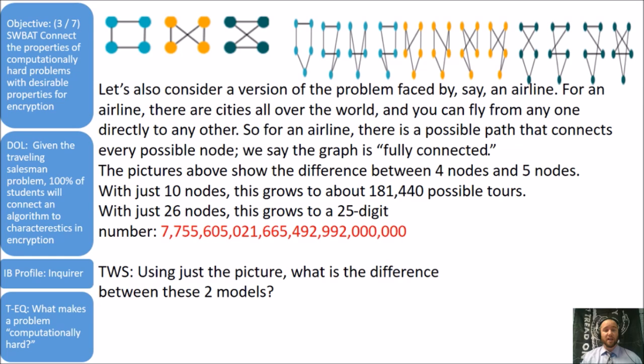With just 10 nodes, this grows to about 181,000 possible tours. With 26 nodes, this grows to a 25-digit number, and in red right here is a 25-digit number. So your think, write, share, using just the picture up here: what is the difference between these two models, this one and this one with 5 nodes?